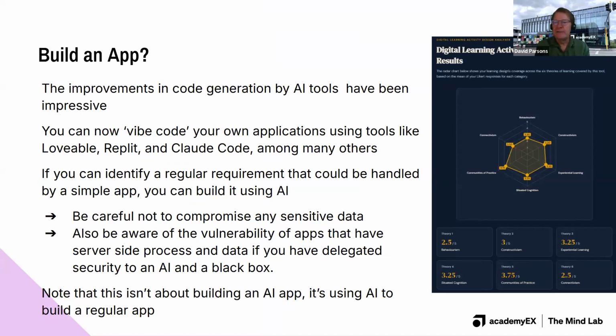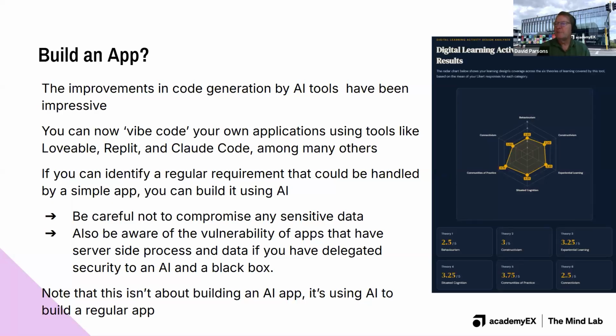Code generation in AI in the last 12, 18 months has been phenomenal. So when vibe coding started, if you probably know, vibe coding is where you just prompt something to make an application for you.